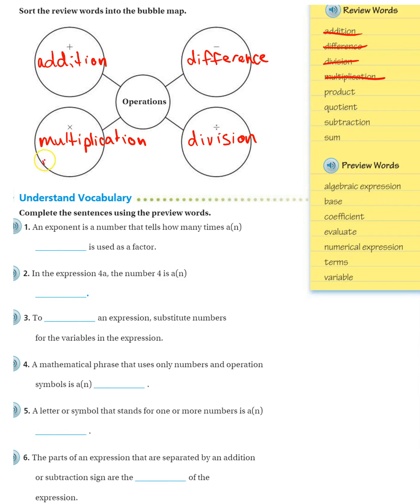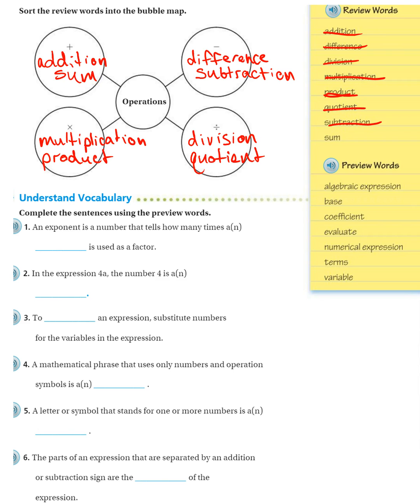Product is the answer to a multiplication problem. So product also goes under the multiplication sign. Quotient, that's the answer to a division problem. It goes under the division sign. Subtraction obviously goes under the subtraction sign. And then sum, of course, is the answer to an addition problem.